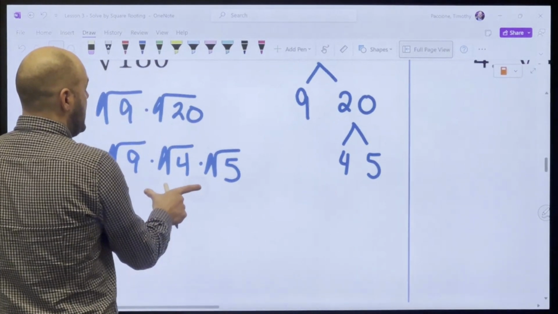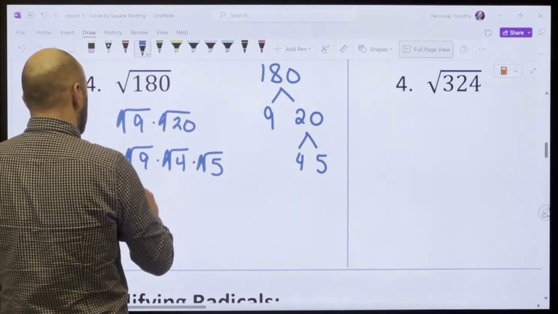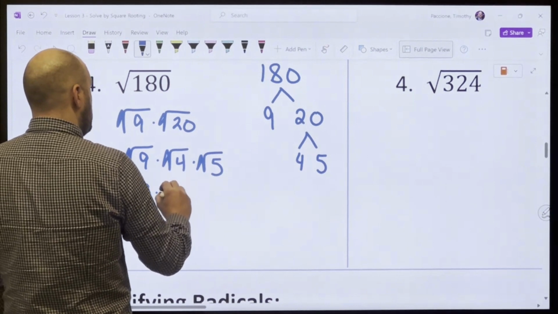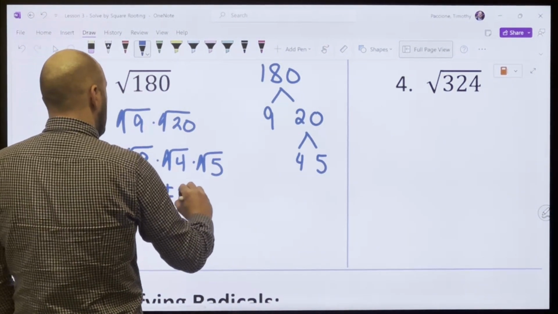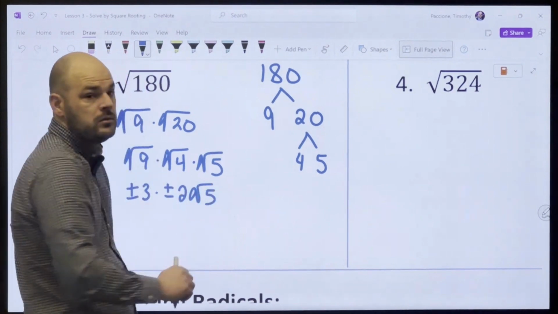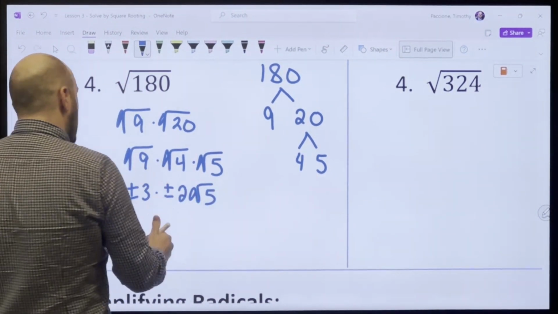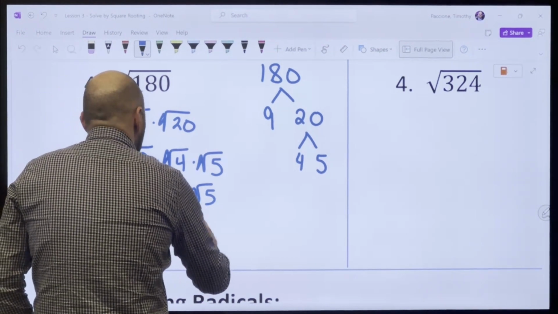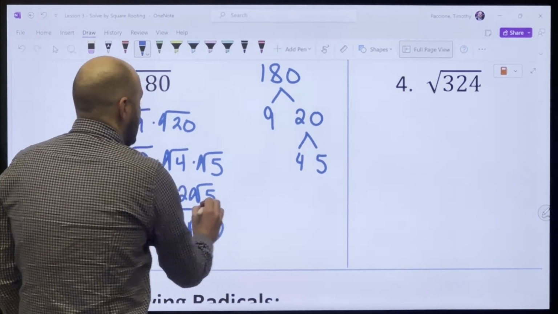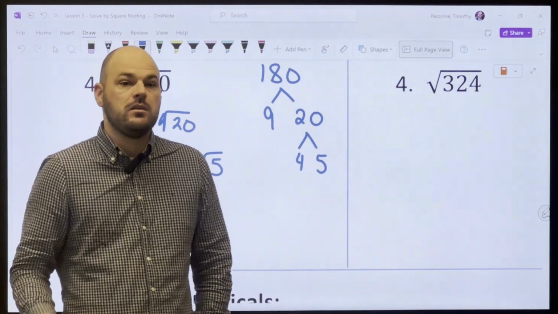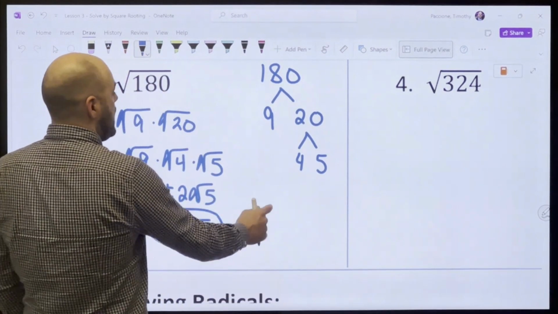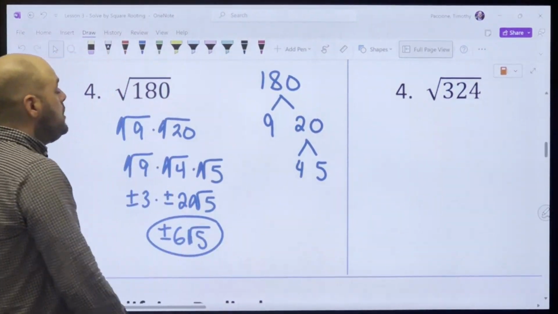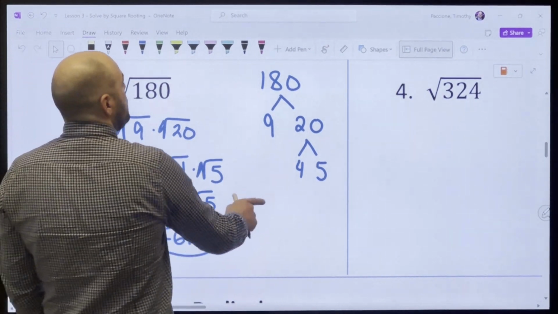Okay, we have a few things we can do here, right? Square root of 9 is plus or minus 3. Square root of 4 is plus or minus 2, and then I had the square root of 5, right? So I know that this is 2 times 3 is 6, so plus or minus 6 square root of 5. And I know that I can't break down 5 any further. Nothing goes into 5, right? Other than 5 and 1. Okay, so a couple more, and we'll get to the lesson.